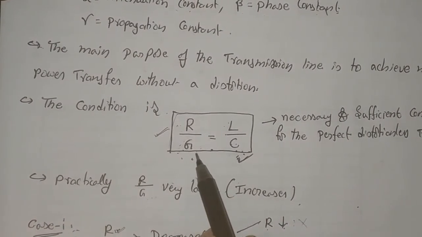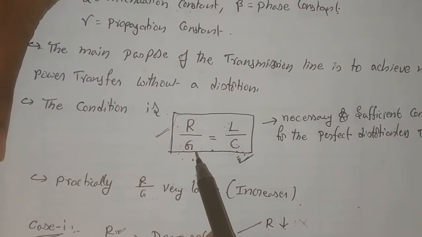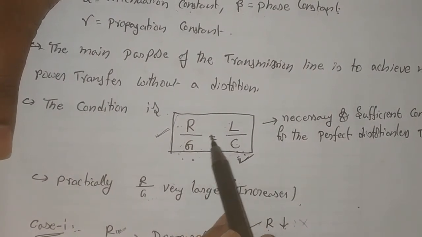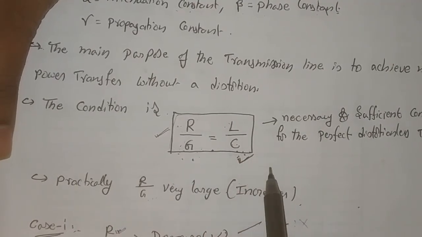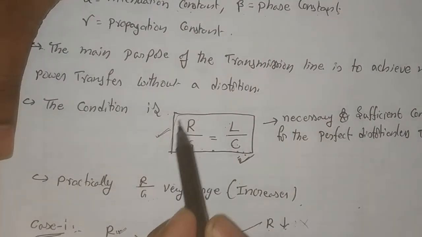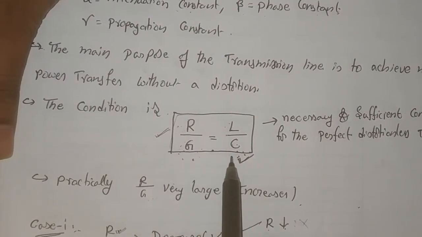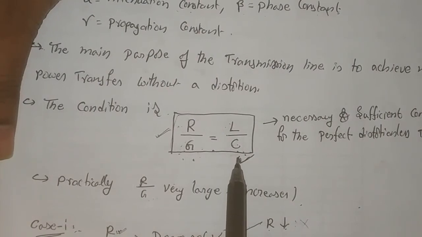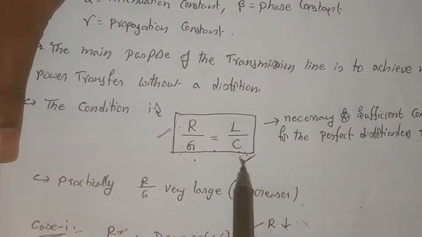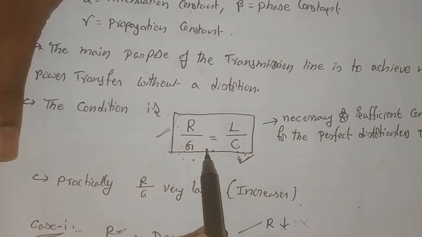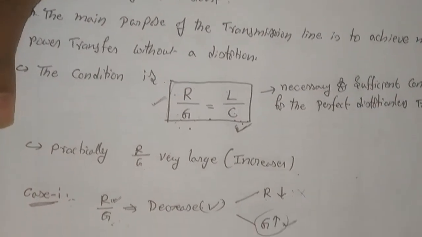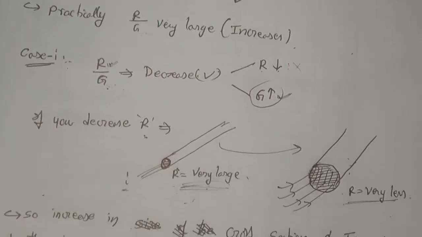Okay, but in practical cases, this R by G is said to be more. As a result, R by G is not exactly equal to L by C in practical cases. Therefore, it is necessary to reduce this increased R by G to a level equal to L by C. In such a case, distortionless transmission is possible. Therefore, in order to reduce this R by G value, we can have two approaches. So let us see case 1.